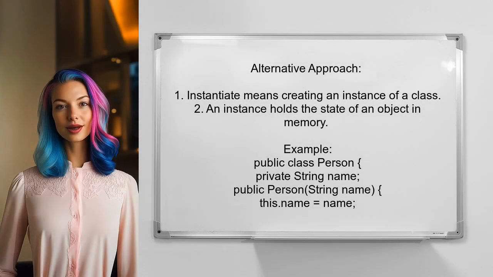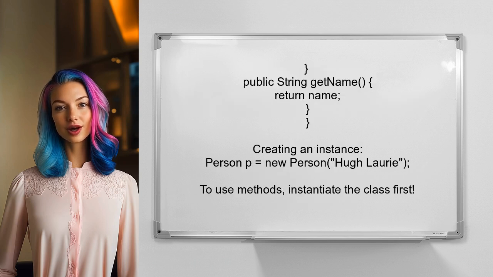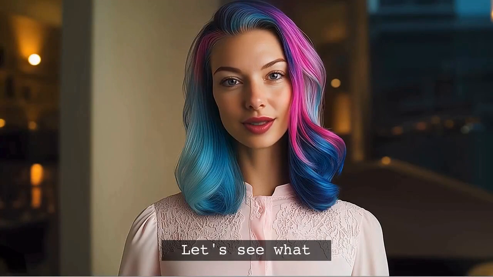In this alternative approach, the user explains that to instantiate means to create an instance of a class. They clarify that an instance is a specific place in memory that holds the state of an object, based on a class definition. For example, if you have a class called Person, you can create an instance by calling its constructor with the new keyword. This is essential because to use methods from a local inner class, you must first instantiate that class to access its state. That's all for that response. Let's see what someone else had to say.